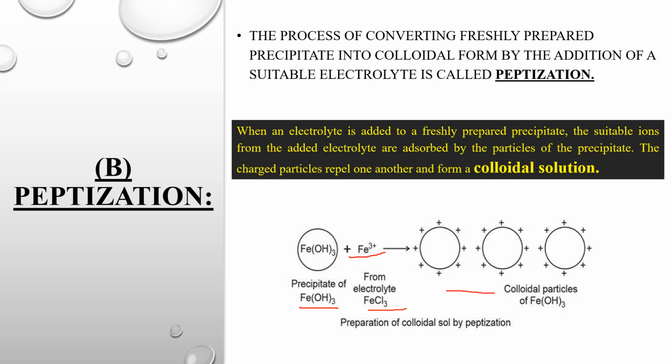So this is the peptization method where the freshly prepared precipitate on adding an electrolyte can get converted into a colloidal solution. But the condition must be there that the freshly prepared precipitate and the electrolyte must have one common ion. Here the common ion between precipitate and electrolyte is Fe3+. So the Fe3+ will get adsorbed on the surface of the precipitate. So the molecules of the precipitate will not form a bigger molecule again. They will form colloidal particles after settling of the charge between them, and they will repel each other.